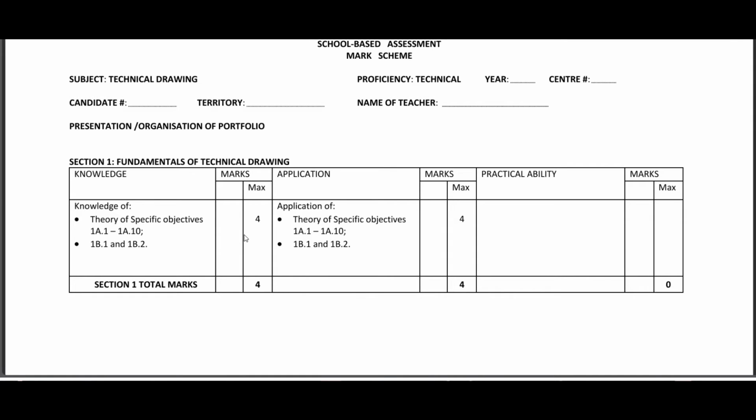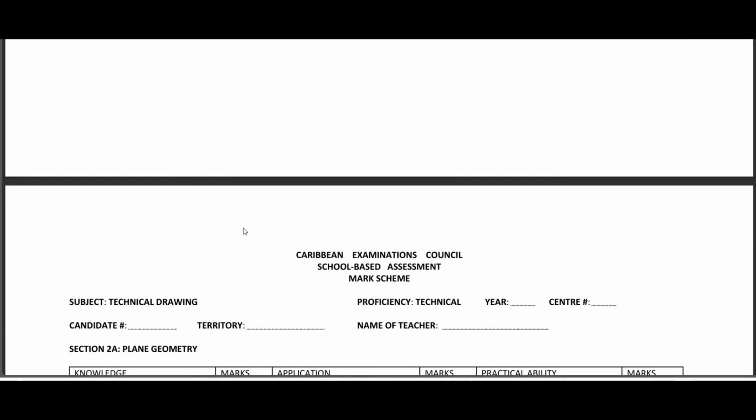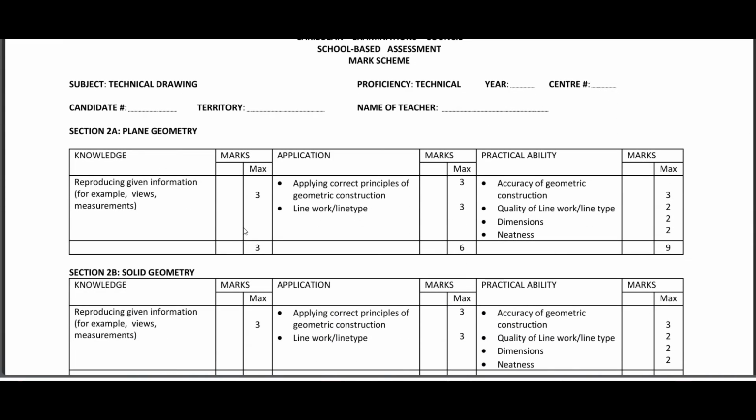So let's move on to section 2, which is the geometrical drawing portion, if you want to call it that. Section 2, as you would know, is the portion that involves you completing plane geometry drawing and solid geometry drawing. The plane geometry drawings are generally engineering drawings, or engineering curves rather, and it is marked based on knowledge, application, and practical ability.